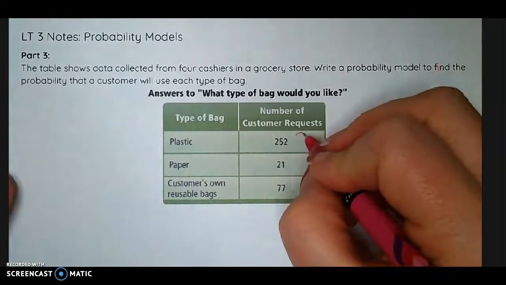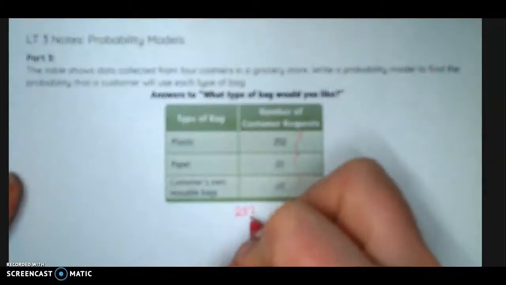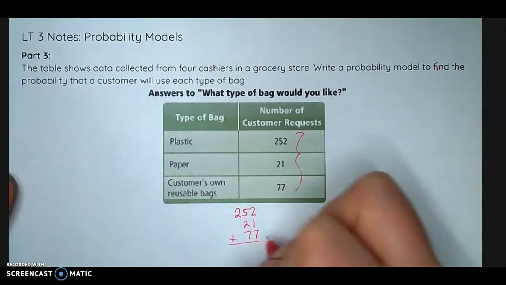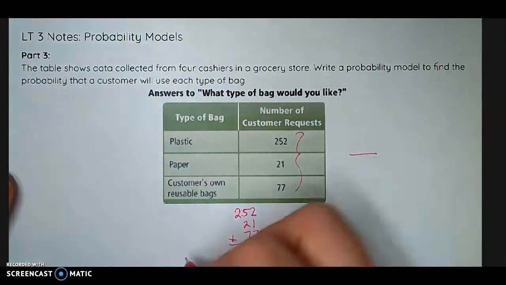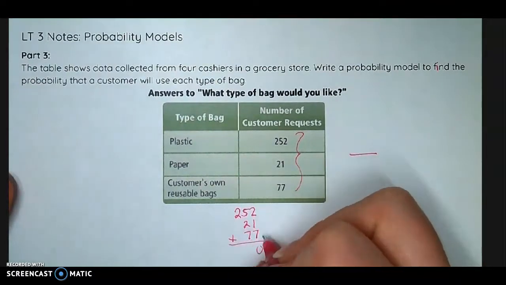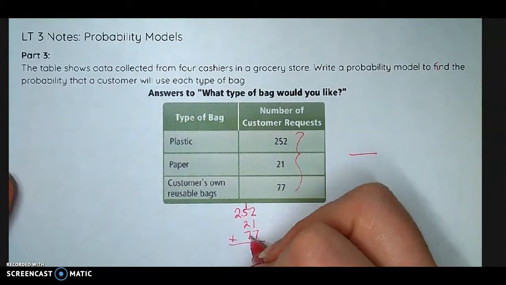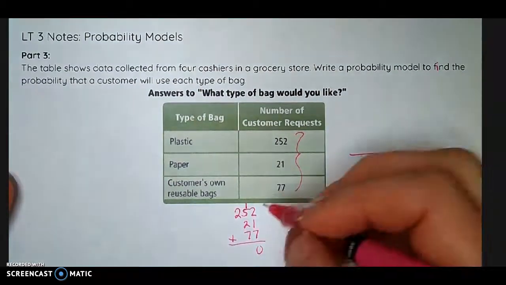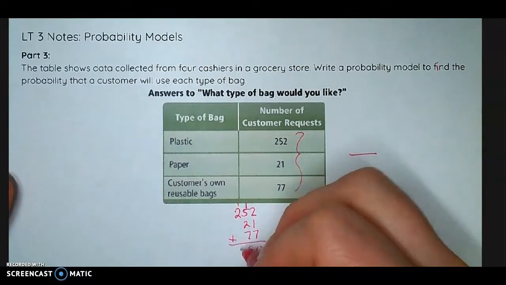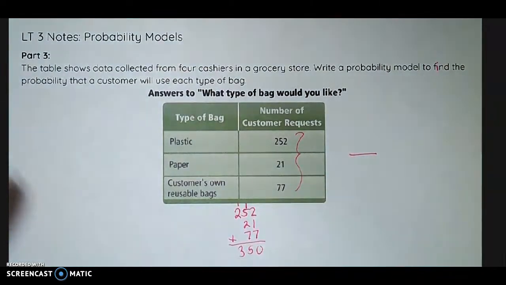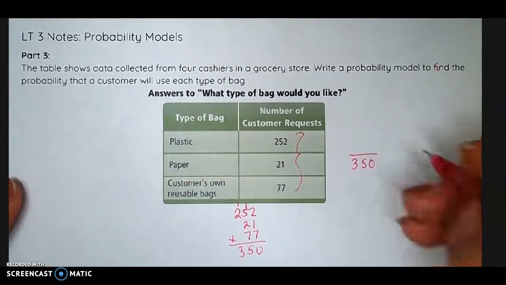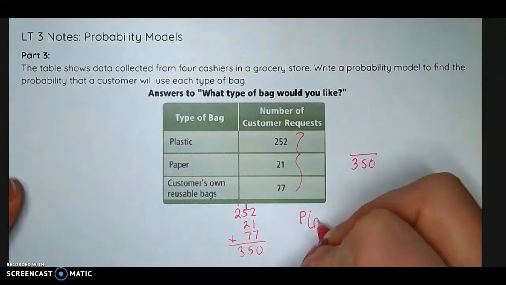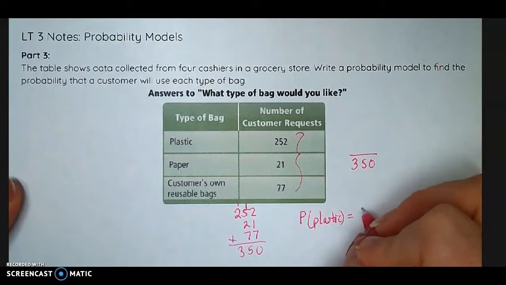So the first thing I'm going to do is add all of those up. I need to find out how many different people went through, because that's going to be the bottom. That's going to be my possible outcome. So I want to find out my possible outcomes. So I got 350 total possible outcomes. So in terms of plastic bags, the probability of plastic is 252 out of 350.